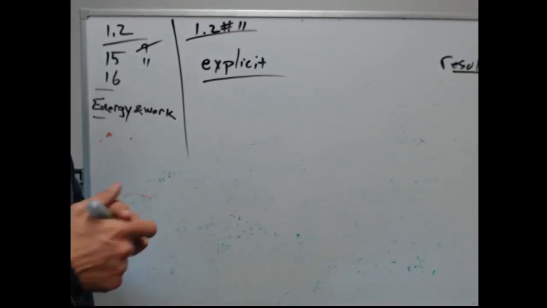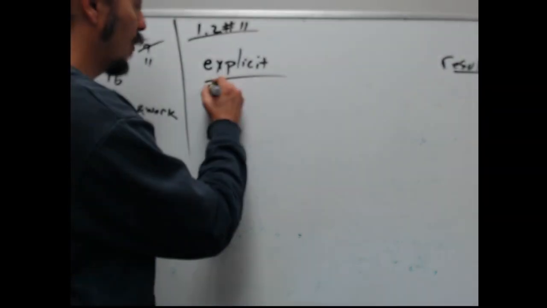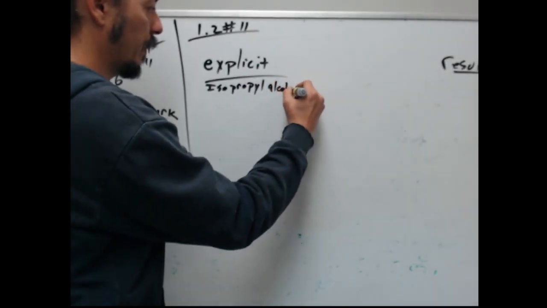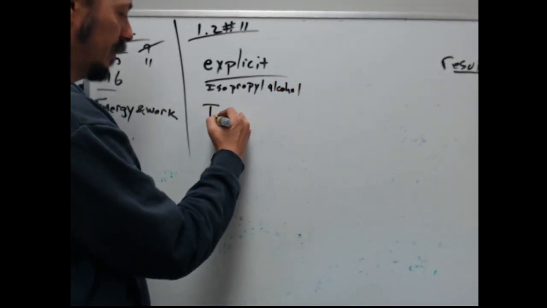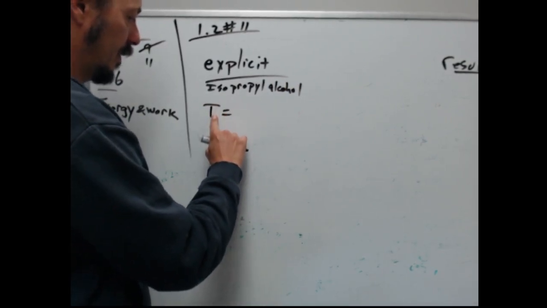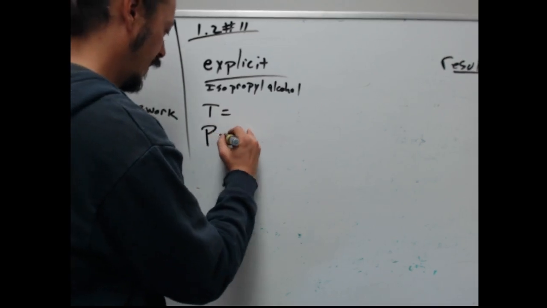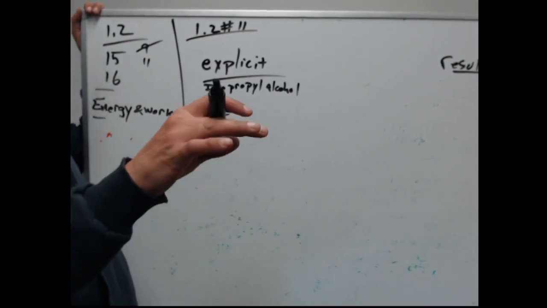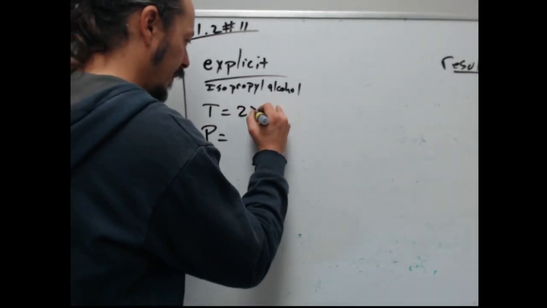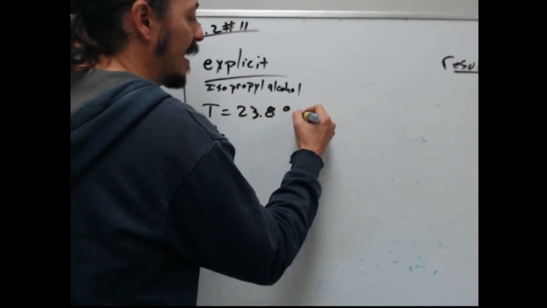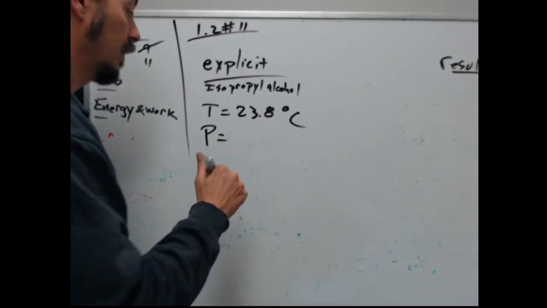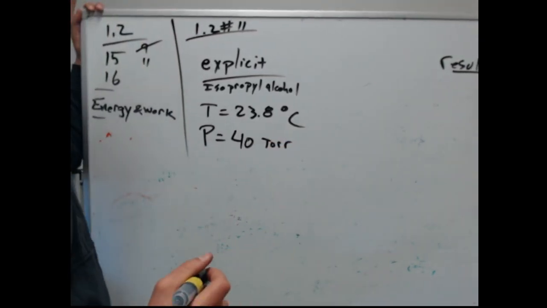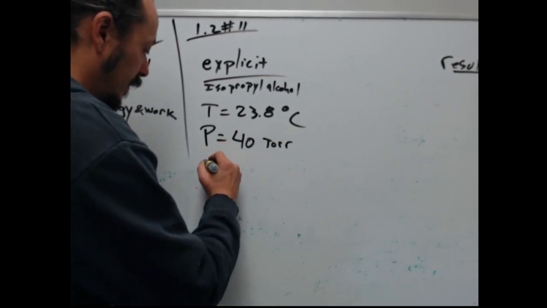So what numbers are we given? What's explicitly given? It's isopropyl alcohol. We've got one temperature, 23.8 degrees Celsius, for the vapor pressure of isopropyl alcohol. At that temperature, we're given a pressure in torr: 40 torr. And then what else are we given? You have another temperature and pressure.